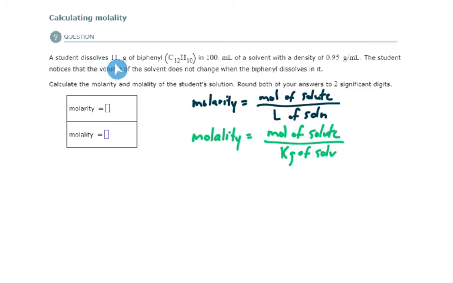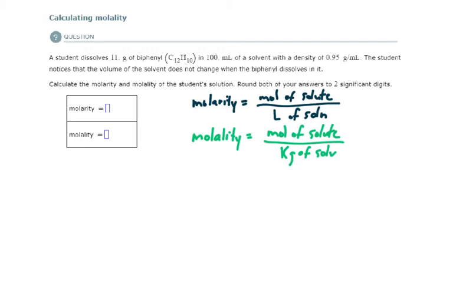A student dissolves 11 grams of our solute in 100 milliliters of a solvent, and the solvent has a density of 0.95 grams per mL. And we'll see why that density is needed later. So what they ask us to do is calculate the molarity and the molality of the student's solution, and round our answer to two significant digits.